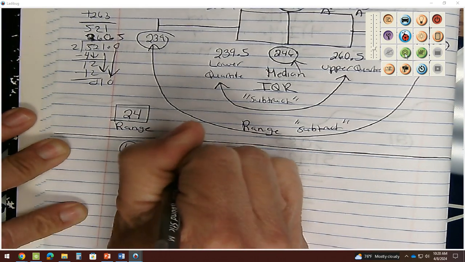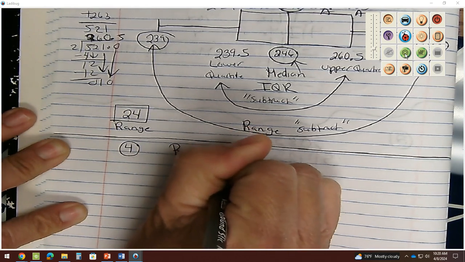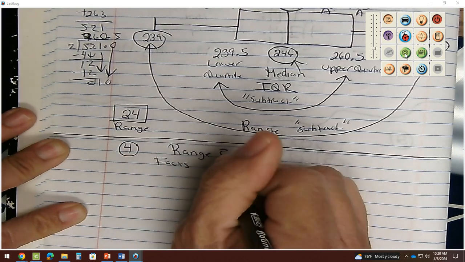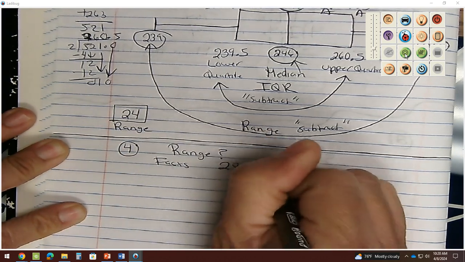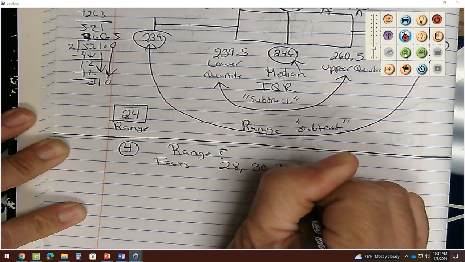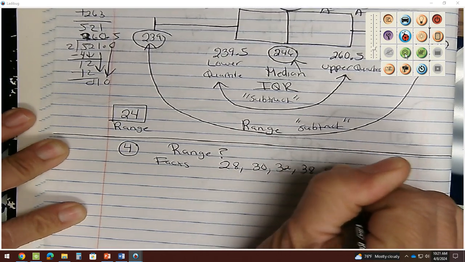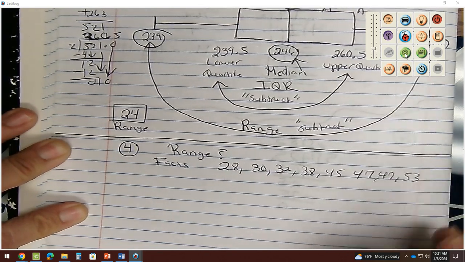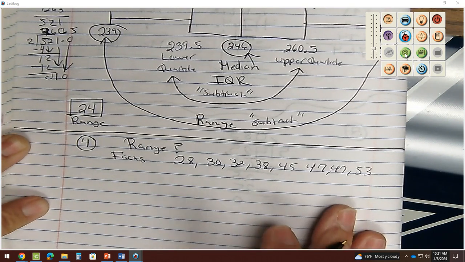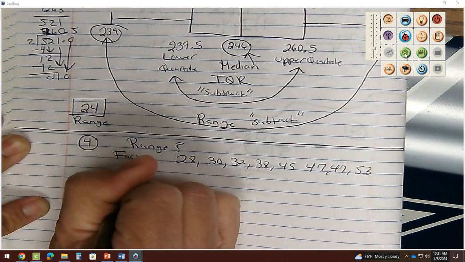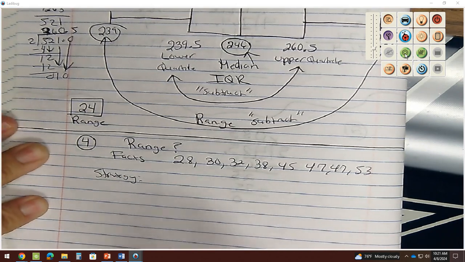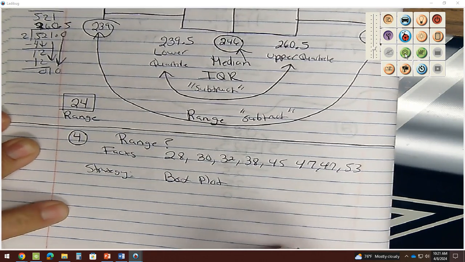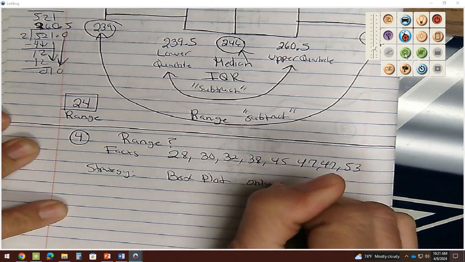So here we go. They ask you for the range. Yes? Then they gave you the facts. Give me the facts in order: 28, 30, 32, 38, 45, 47, 47, 53. So they gave me all that data. Strategy: we're going to make a box plot focusing only on the whiskers.